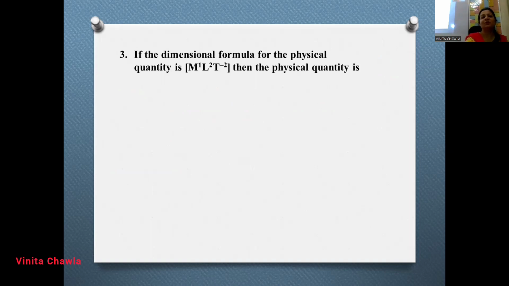If the dimensional formula for the physical quantity is M L2 T minus 2, then the physical quantity is. See, you have not read about torque, but you know the answer. That's good. Torque is R cross F, and it is the rotational analog of force. So we multiply R and F. F is MLT minus 2 and R is L. So we get ML2 T minus 2.